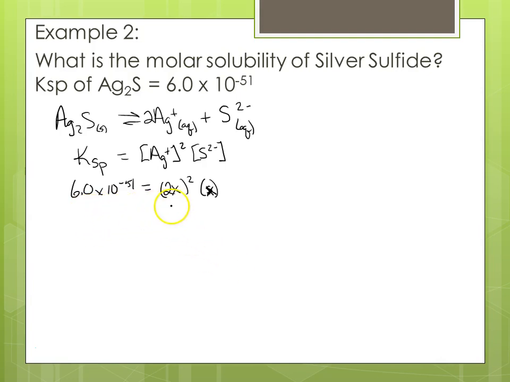Alright, so now we're going to go ahead and solve for X. So we're going to have 6.0 times 10 to the negative 51 equals 4X cubed. And then that tells me X is 1.14 times 10 to the negative 7th. Now in this case, I do have a unit. Please make sure that if you're solving for X, that is going to be concentration, and make sure that you put a unit on that. Okay?